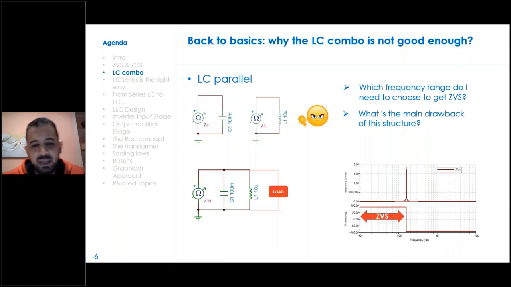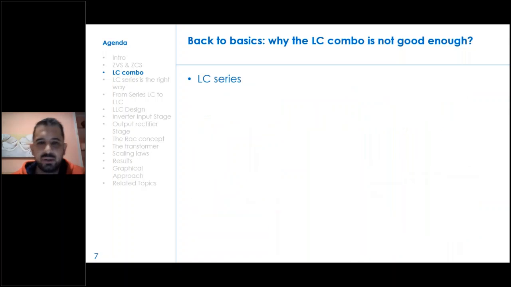At the same time, what is the main drawback of this structure? The main drawback is that it is not so easy to regulate the output voltage because the load is connected in parallel to the input source. So let's say the load is forced to have the same voltage. It's not easy to get voltage regulation.